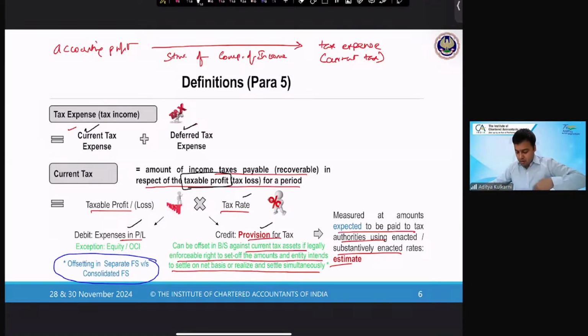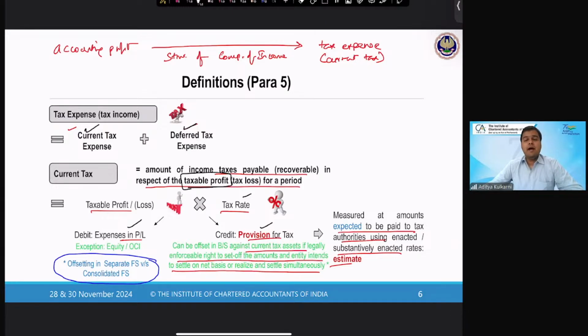Okay. Now, this provision for tax goes and sits under short-term provisions in your balance sheet as a liability. Now, as far as our laws go, we are required to estimate the tax and pay advance tax. Yes or no? We are required to estimate and pay the advance tax. Correct? Yes, sir. Correct, sir.